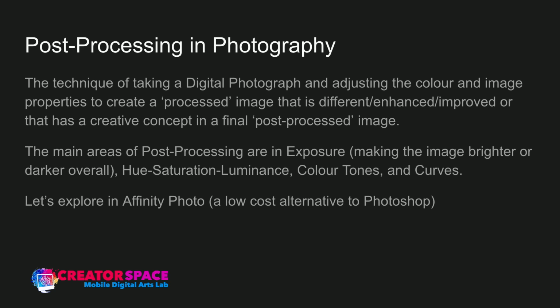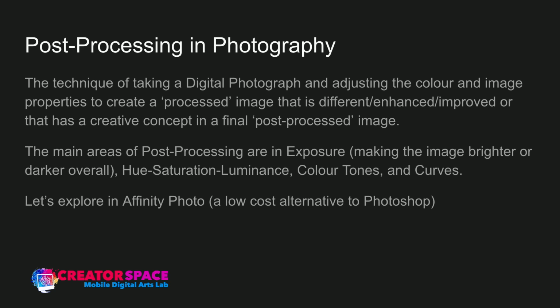The main areas of post-processing are exposure, so making the image brighter or darker. Then we have the HSL, which is a primary area, and that will apply to video as well: hue, saturation, and luminance. Hue is what kind of hue in the color spectrum. If you add more blue or green, you're changing the hue, the color type in the overall image. Saturation is how much color is there. And luminance is the actual brightness quality of the image.